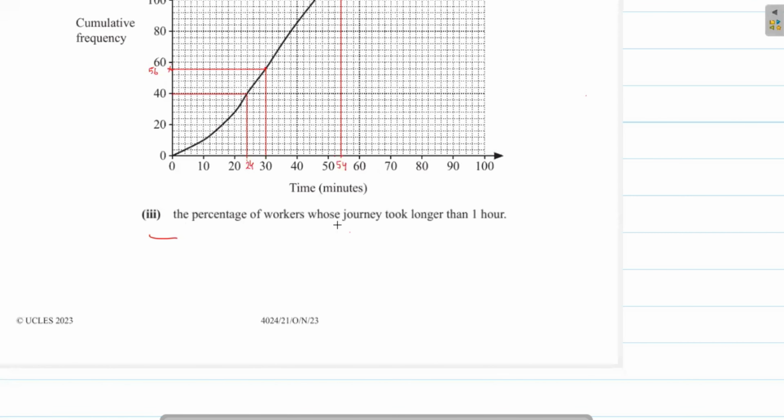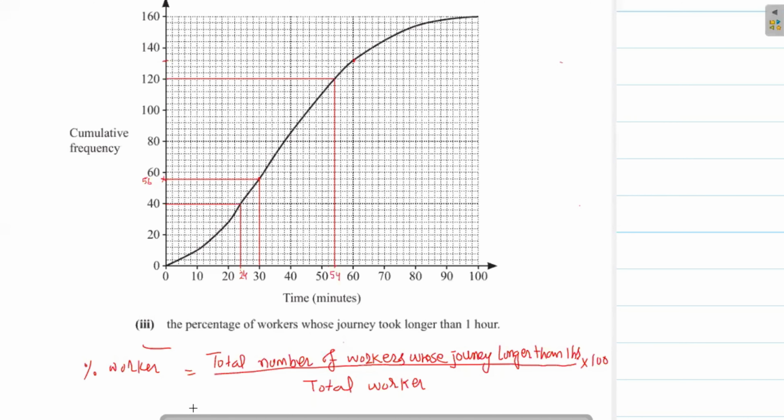Part third, the percentage of workers whose journey took longer than 1 hour. The percentage of workers whose journey was longer than 1 hour is equal to the number of workers whose journey was longer than 1 hour, over the total workers, multiplied by 100. Now you see here the total workers are 160, and we have to find the number of workers whose journey was longer than 1 hour. You see here this is the position of 1 hour.